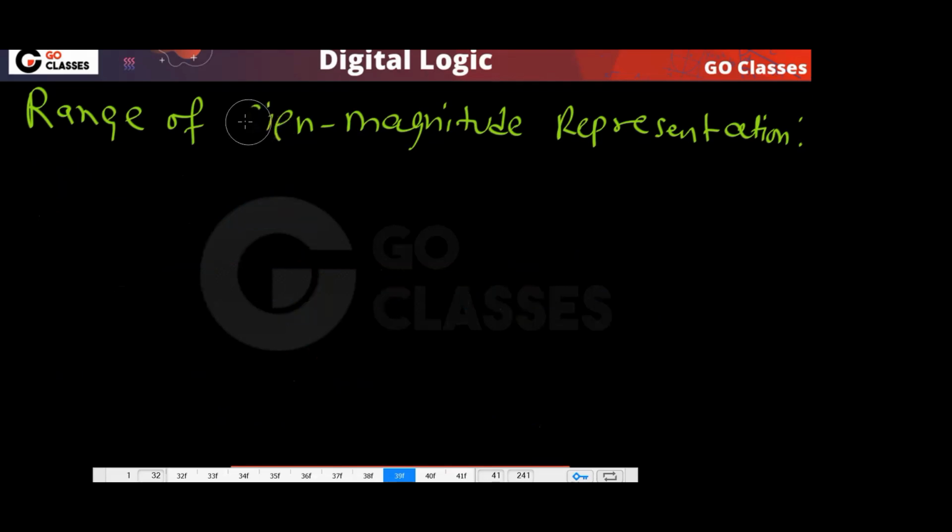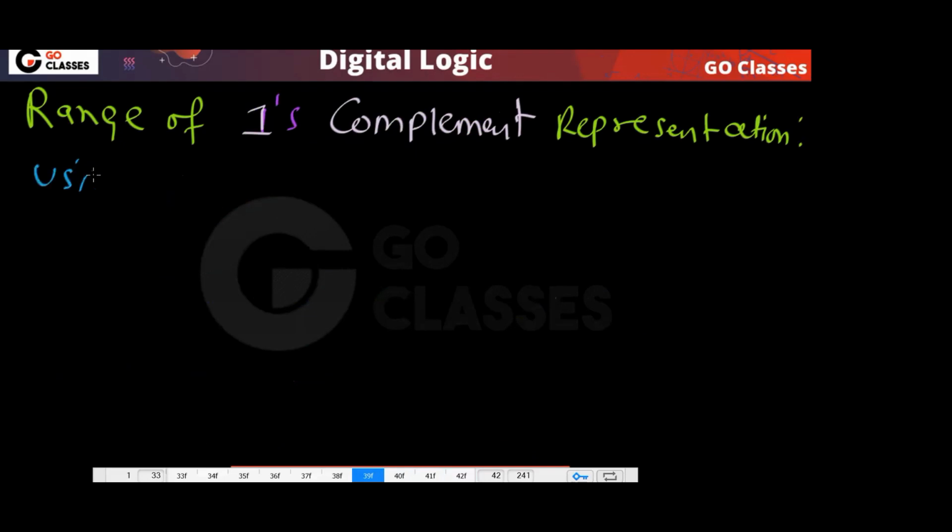Now let's find out the range of 1's complement system. So let's find it out. Tell me here, what is the minimum you can represent? Let's check it out using 3 bits. Using 3 bits, what is the minimum you can put and what is the maximum you can put?